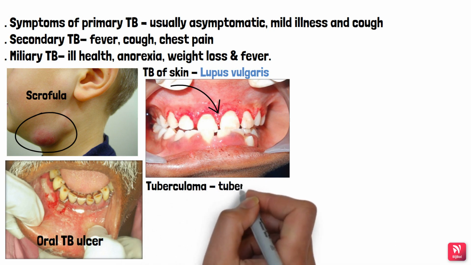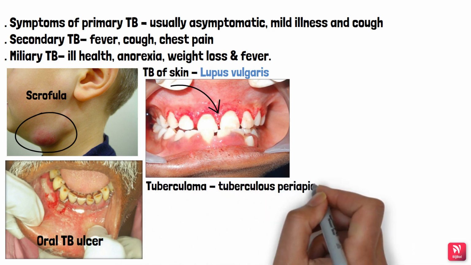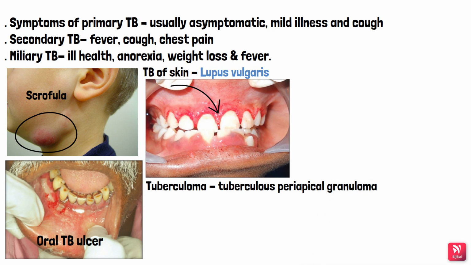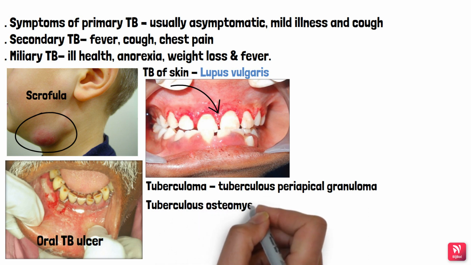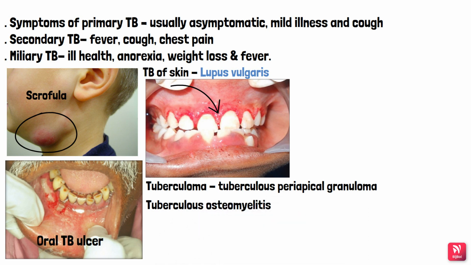And if at all this tuberculosis involves the periapical area of the teeth, that is if at all tuberculous periapical granuloma occurs, then it is called as tuberculoma. And sometimes there will be diffuse involvement of maxilla and mandible by way of hematogenous spread. This kind of hematogenous spread to enter maxilla or mandible is called as tuberculous osteomyelitis. So these are the various oral manifestations which are seen in tuberculosis.